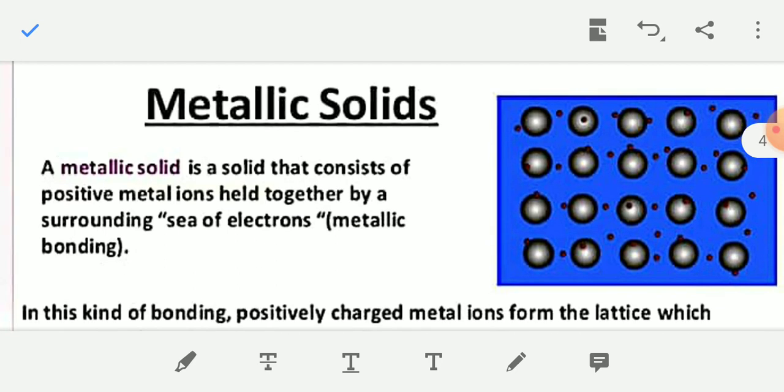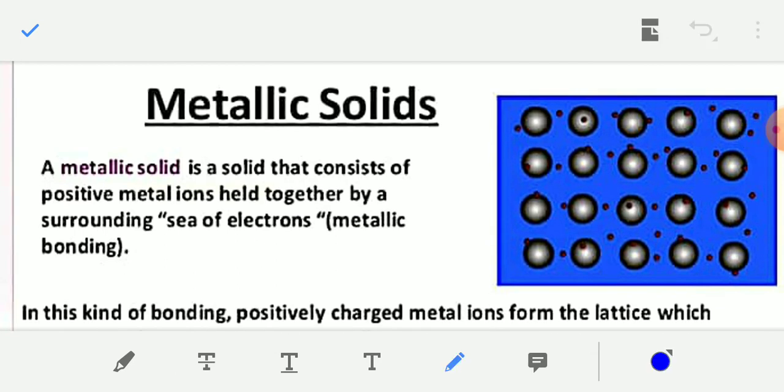Now the second type of crystalline solid is metallic solid. Metallic bond is present in metallic solid. A metallic solid is a solid that consists of positively charged metal ions held together by a surrounding sea of electrons. In metallic solid, metallic bonding is present, and positively charged metal ions are held together by a surrounding sea of electrons.